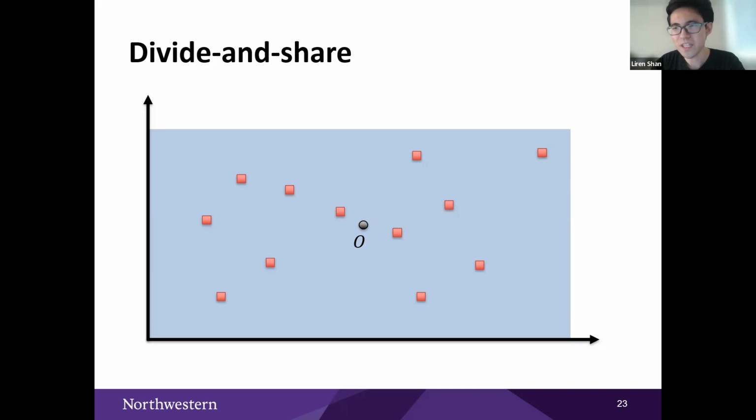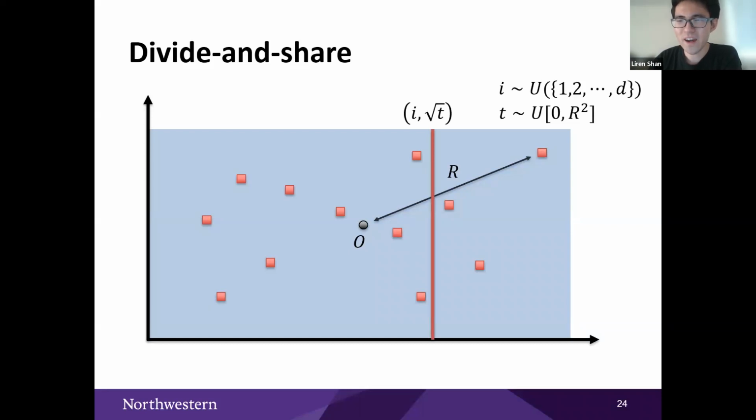Then we move the origin to this median point and find the furthest center from this origin point. And we define the radius r as this maximum distance, which is also called the radius of this region. Okay, then we sample a threshold cut as follows. We first uniformly sample a coordinate i from 1 to d. And then we uniformly sample a parameter t between 0 and r squared. We now pick a threshold cut in coordinate i with threshold square root of t and partition this space into two disjoint regions, left and right.